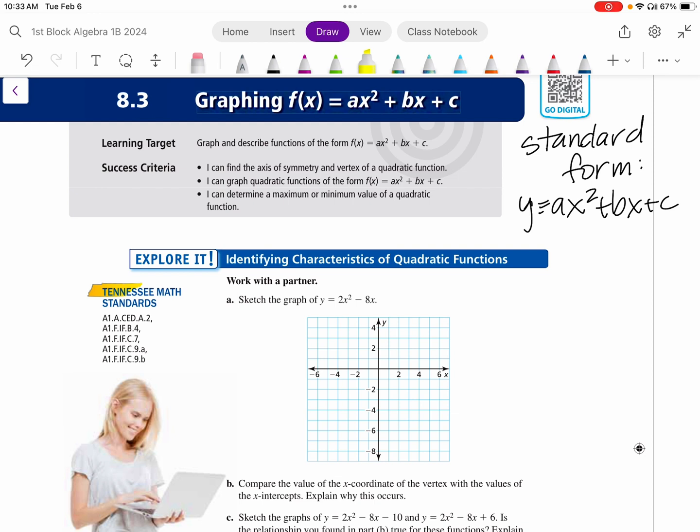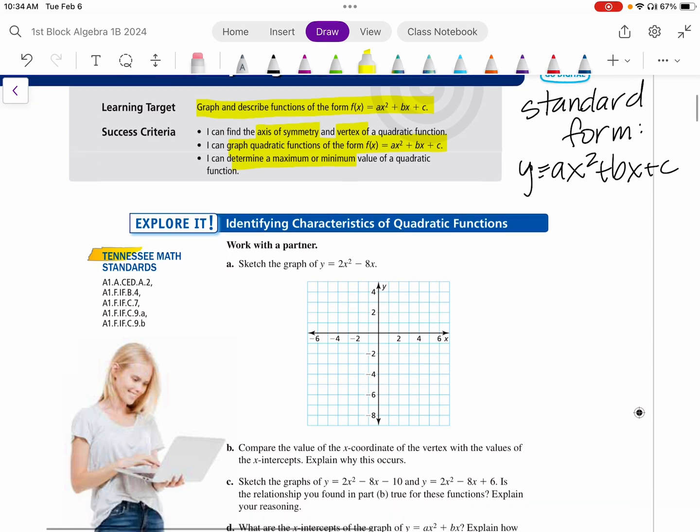All right, learning target. Graph and describe functions in the form f of x equals ax squared plus bx plus c. And as you know, but I'll say it every time, f of x is the same as y. So what will you be able to do in order to know you've met your learning target? You will be able to find the axis of symmetry and the vertex of a quadratic function. You'll be able to graph quadratic functions when they have ax squared, bx, and c. And you'll be able to determine a maximum or minimum value.